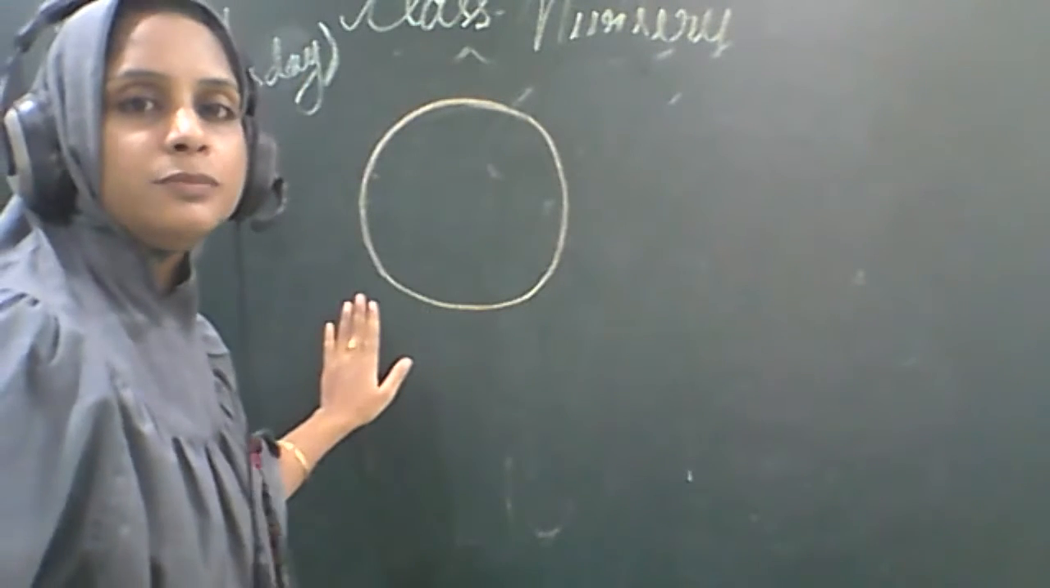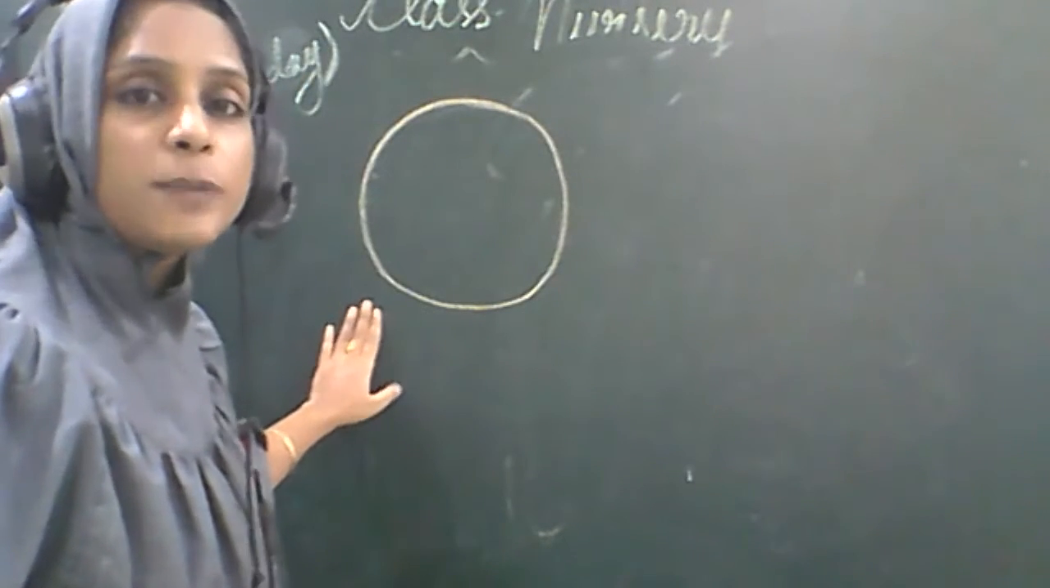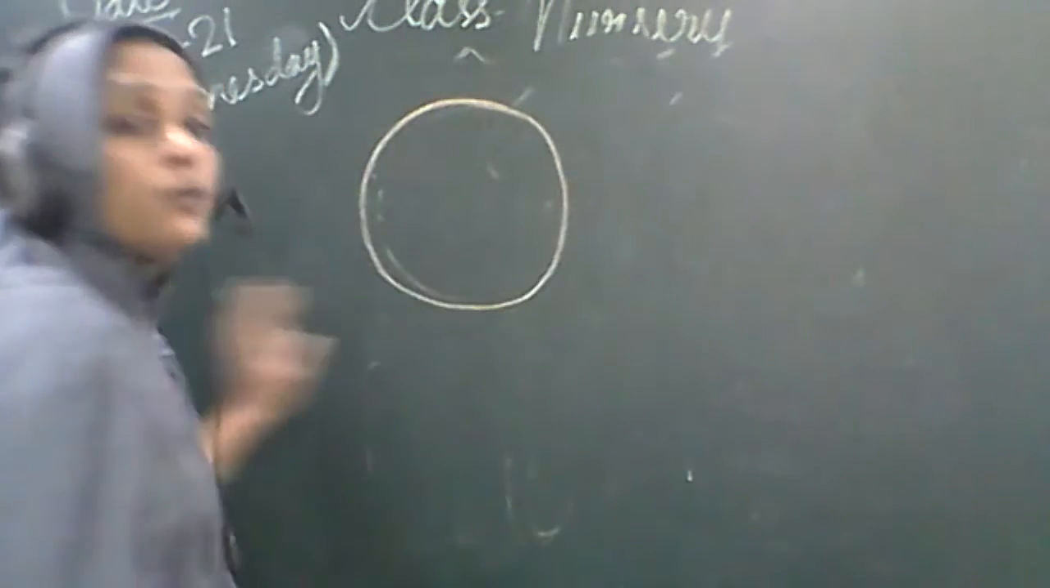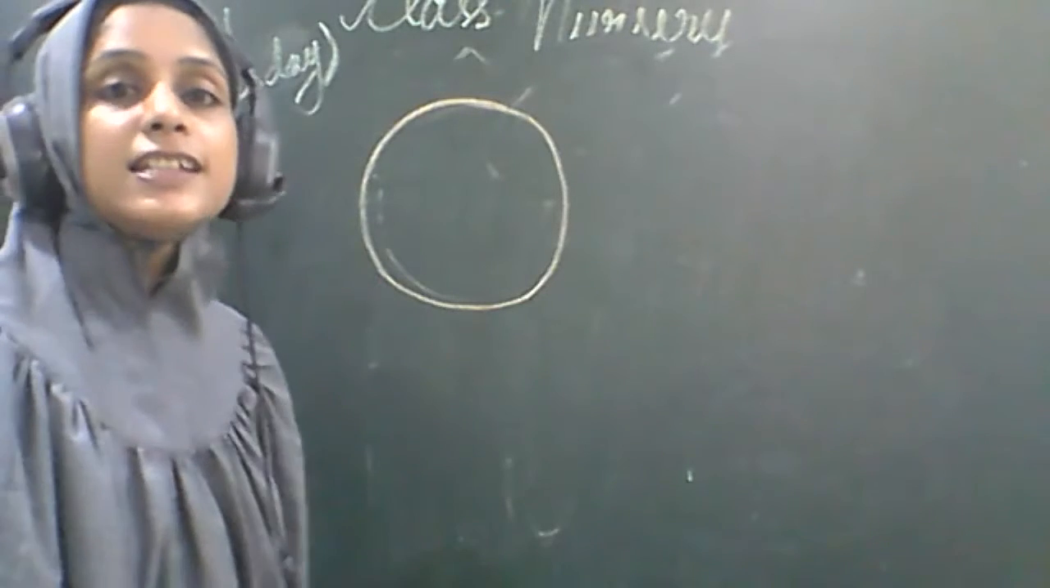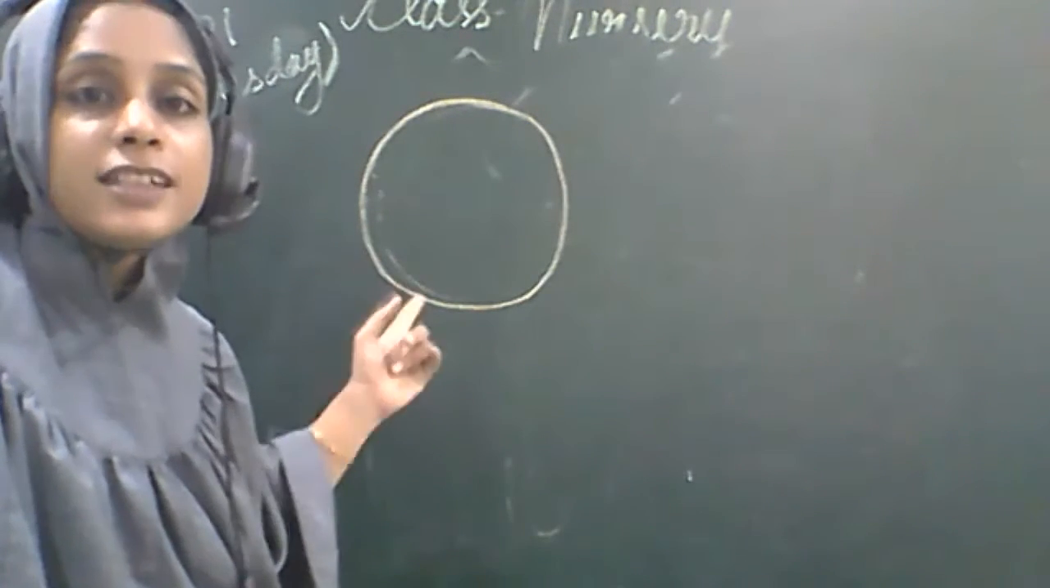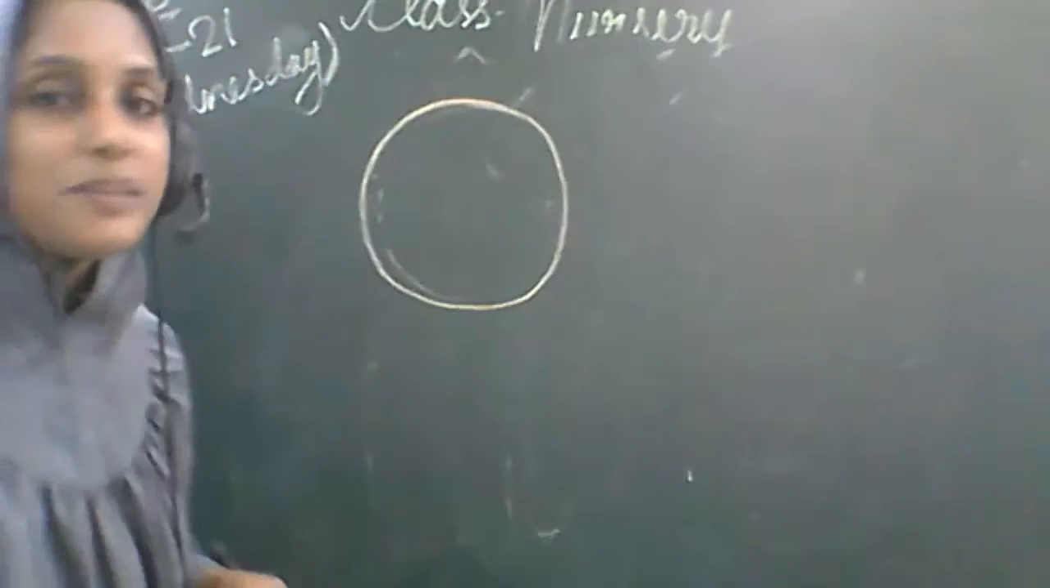Which shape is this? Ye kya hai? Which shape is this? Circle. Round and round. Which shape is this? This is circle. Ye kaun sa shape hai? This is circle.